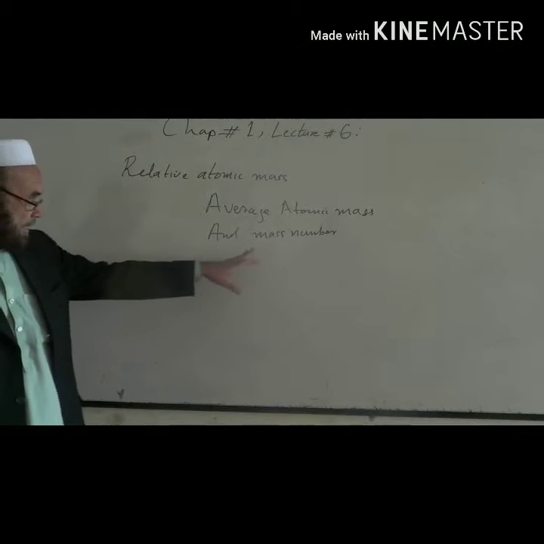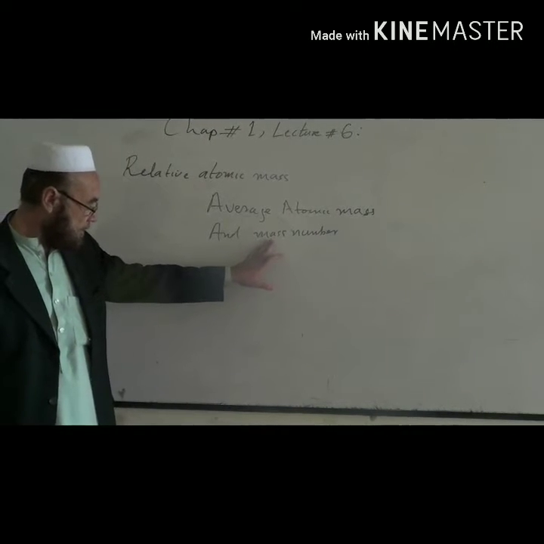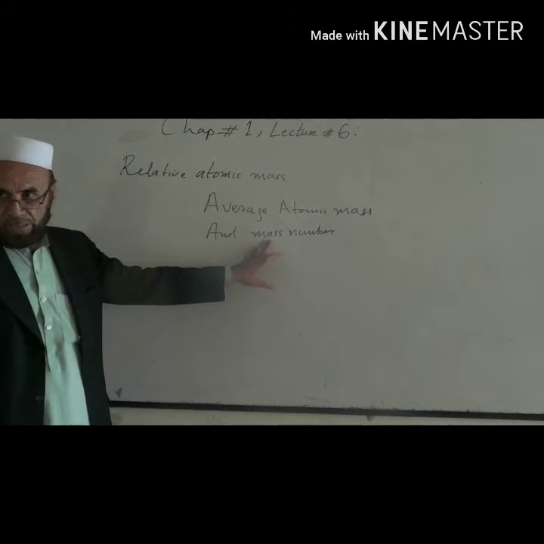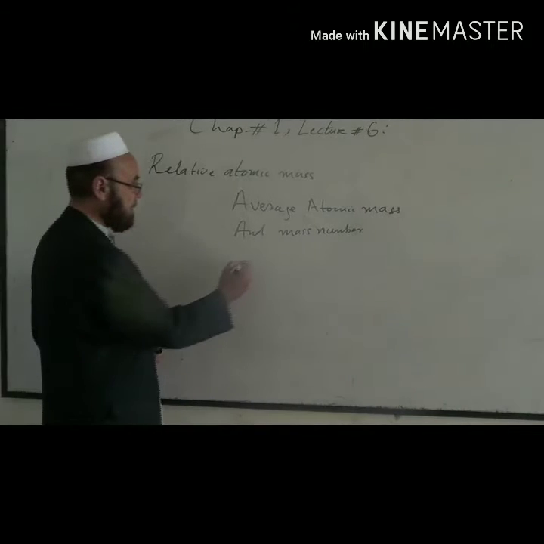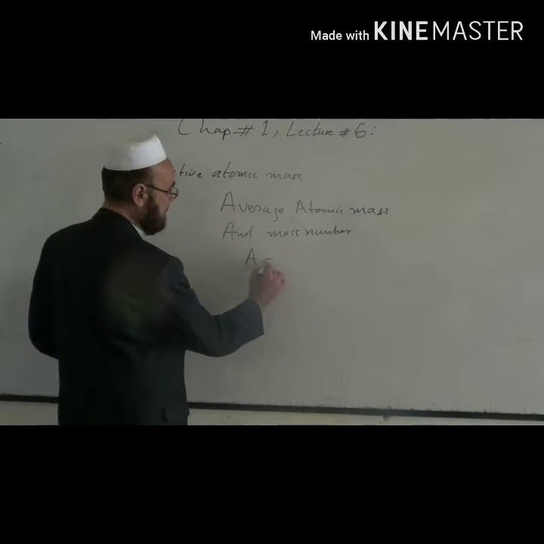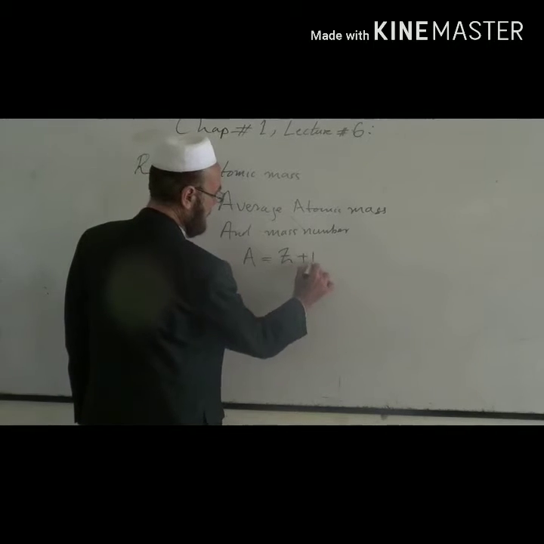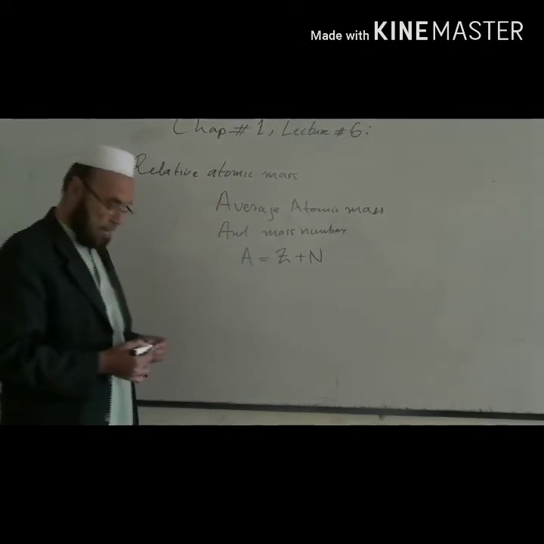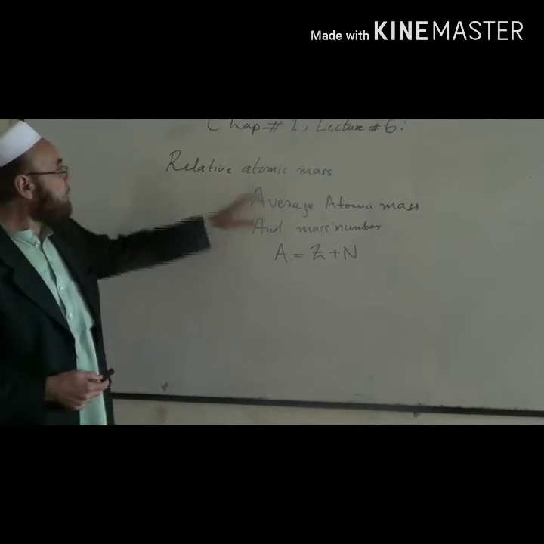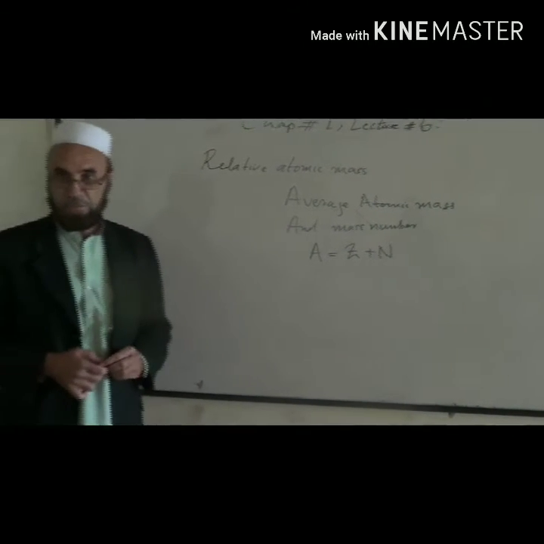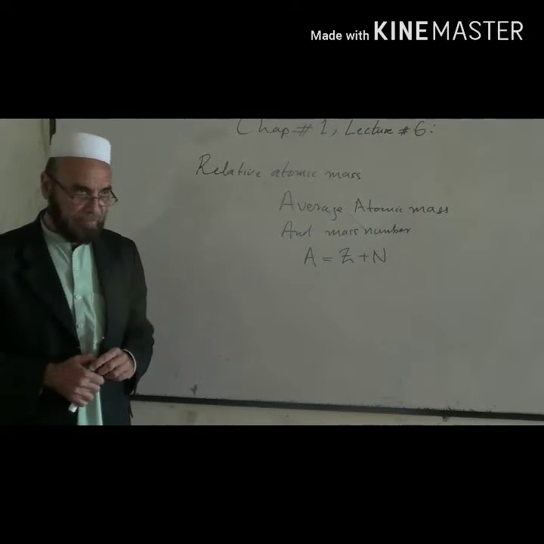Mass number, as we discussed in our previous lecture, is the sum of the number of protons and neutrons inside the nucleus, and can be better represented by A is equal to Z plus N. Whereas average atomic mass and relative atomic mass are the same thing. There is a huge difference.